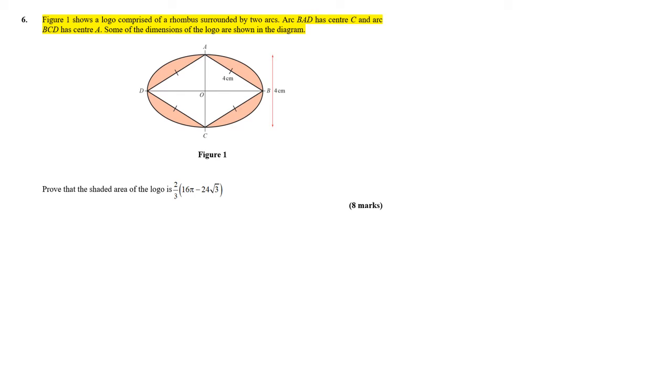So here we have a rhombus surrounded by two arcs. The fact that they're calling them arcs means that they are part of the circumference of the circle. So we just need to look a bit carefully about which ones. So arc BAD has centre C. So this is arc BAD, with the centre C.